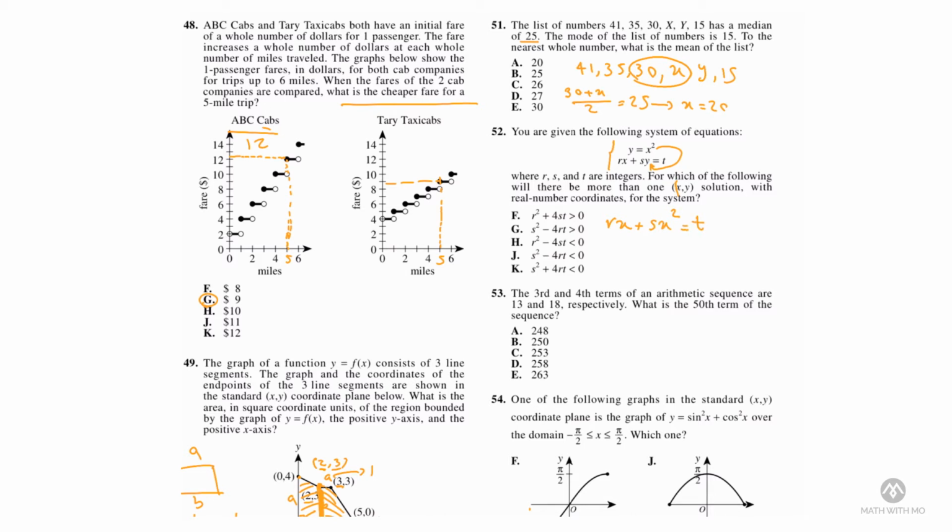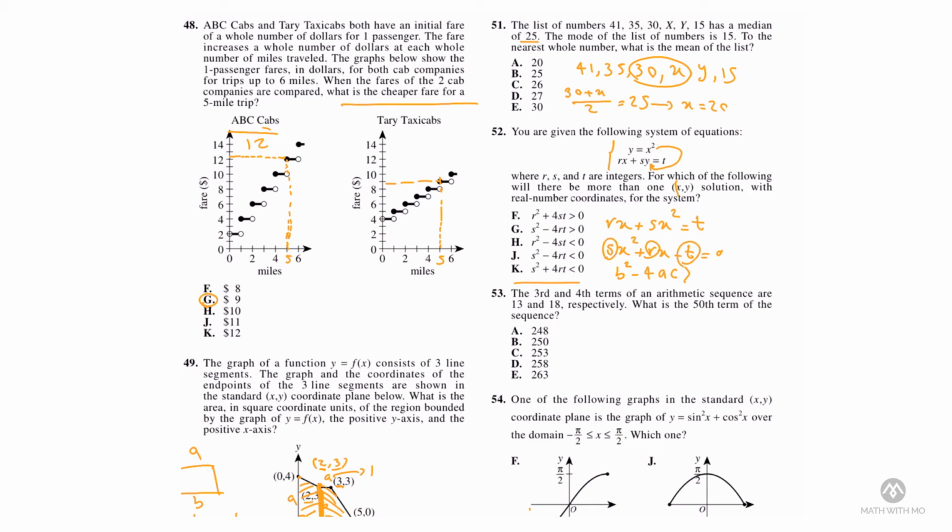So I'm going to write it in the format sx squared plus rx minus t equals 0. Now, look at this here. It's like the value under the radical in the quadratic formula, which is b squared minus 4ac. If that's bigger than 0, we have two answers. If it's equal to 0, you have one answer. If it's less than 0, you have no answers. So b here is r, a is s, c is minus t.